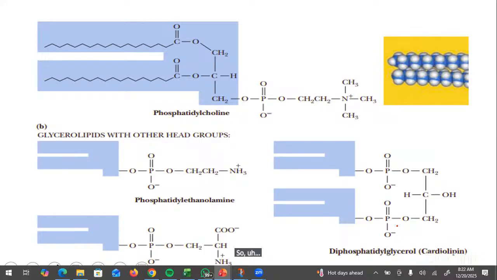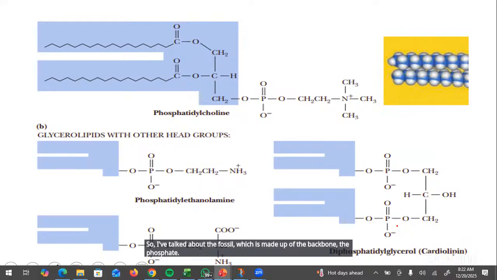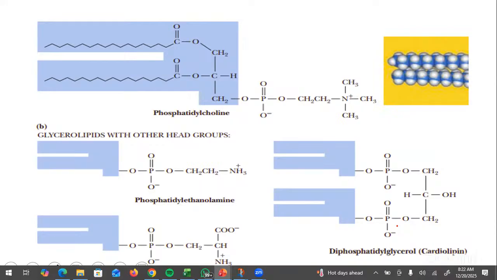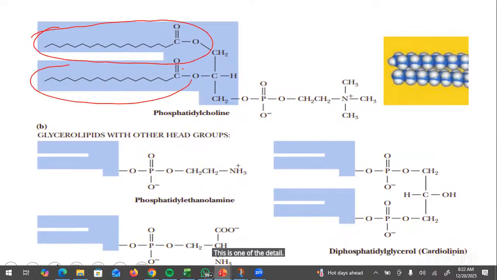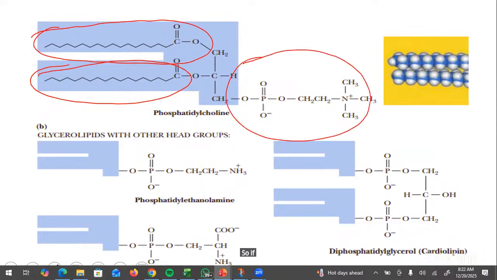I'll also say something concerning polyunsaturated and monounsaturated fatty acids. But let me quickly go through the phospholipids. I've talked about the phospholipid, which is made up of a backbone, the phosphatidic acid. You can see the nature of the molecule here. This is one tail, this is another tail, and this is the head. If you join it together, it looks like this: one head, two tails.